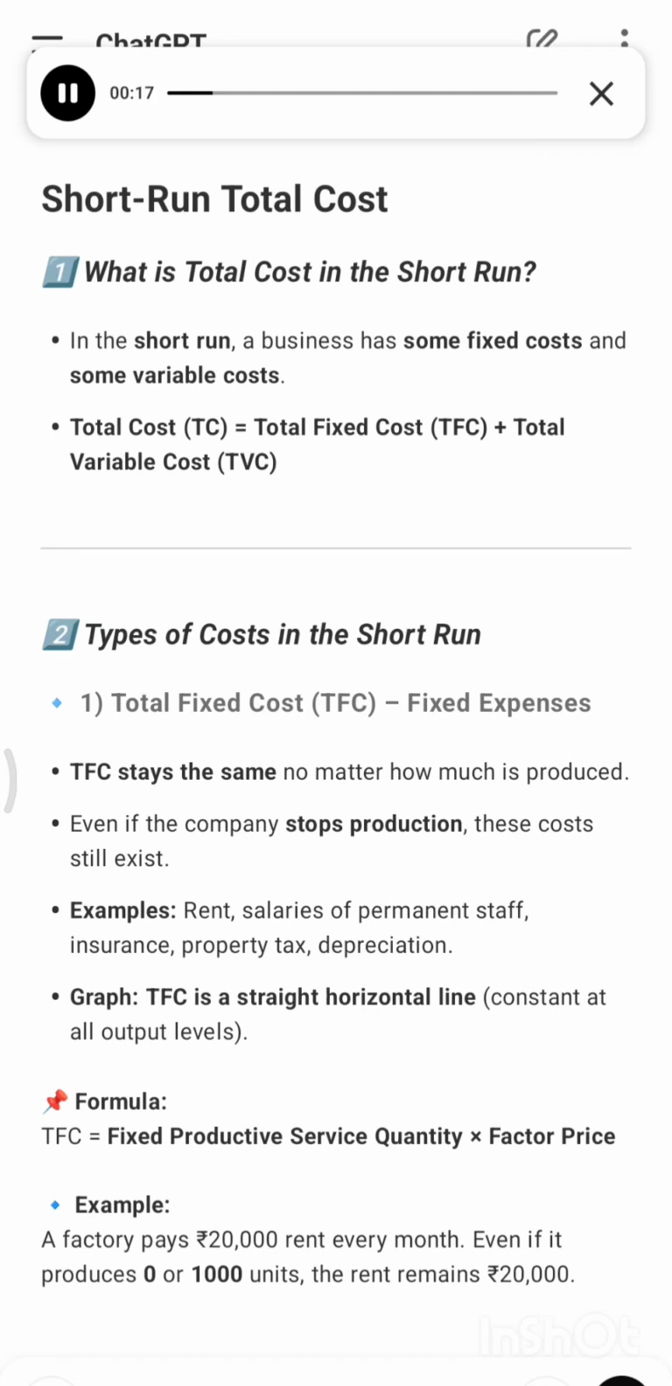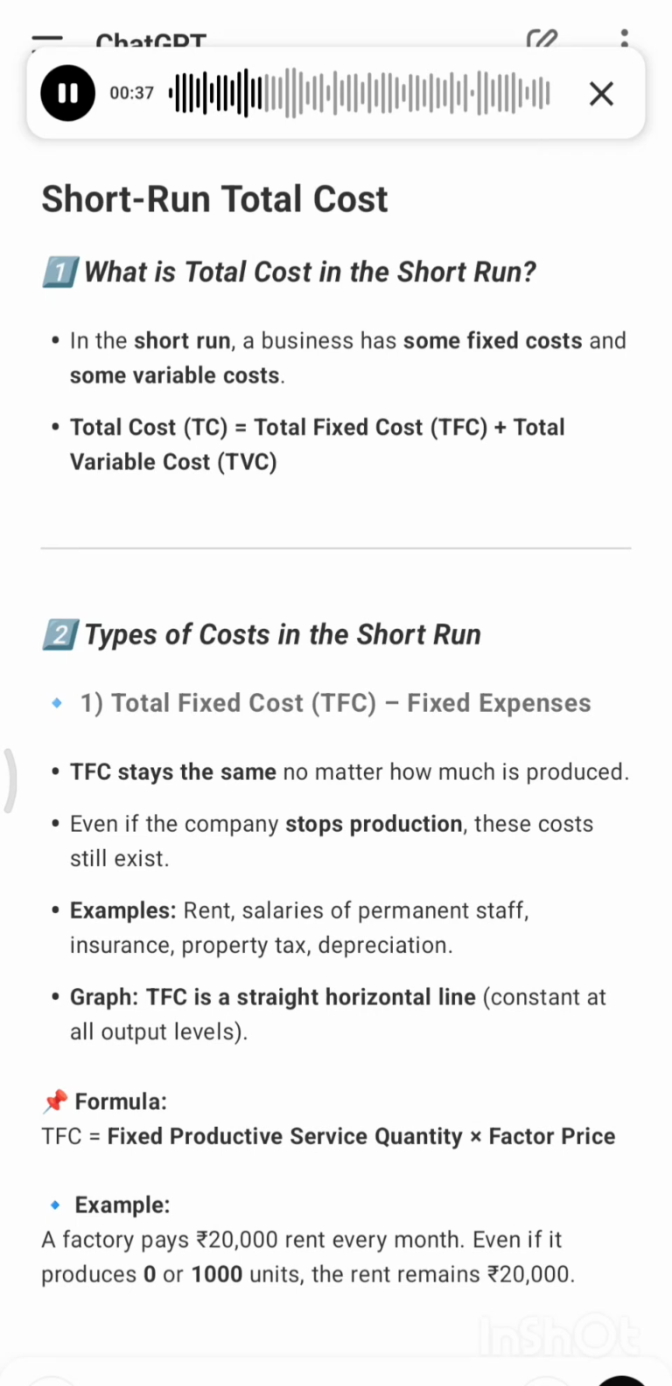2. Types of costs in the short run. 1. Total fixed cost, TFC, fixed expenses. TFC stays the same no matter how much is produced. Even if the company stops production, these costs still exist. Examples: rent, salaries of permanent staff, insurance, property tax, depreciation.